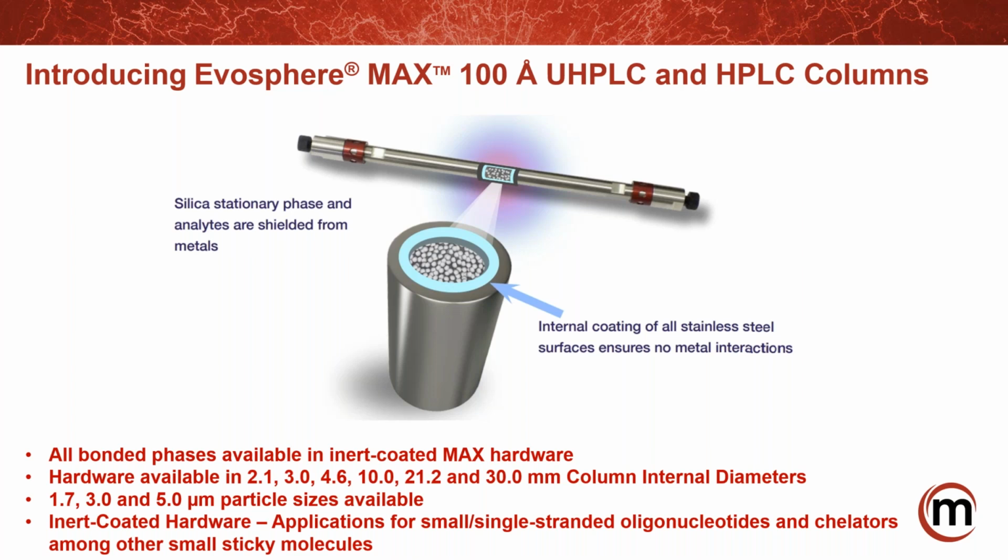So the cool thing that we're offering is not only coated hardware in analytical sizes, but coated hardware in the monodisperse particles in prep sizes, which is exciting because we're able to separate one base pair of the oligonucleotide separation, which I'll show next time. And then you can scale that application right up to prep. So we call it Evosphere Max. That's for our small molecule line, which I was talking about previously.